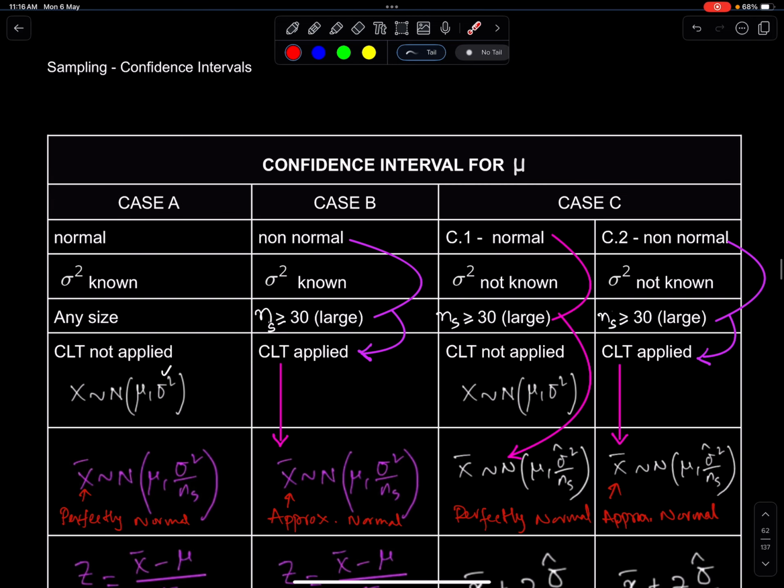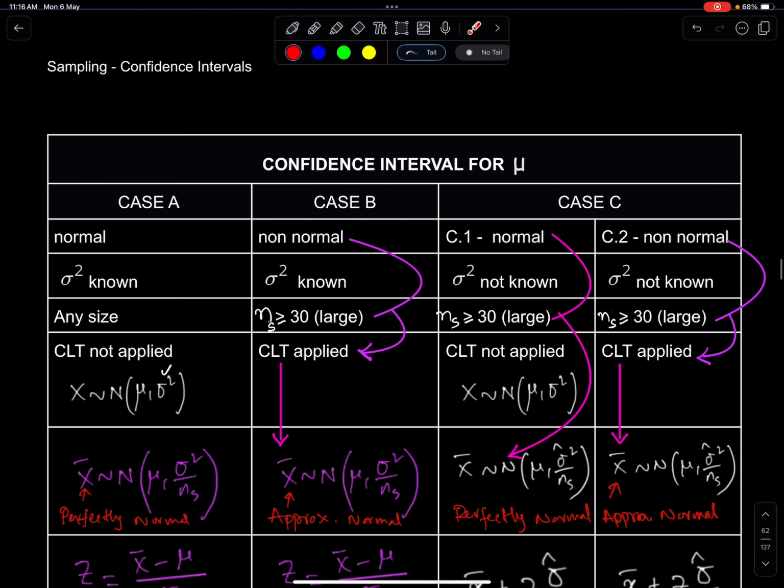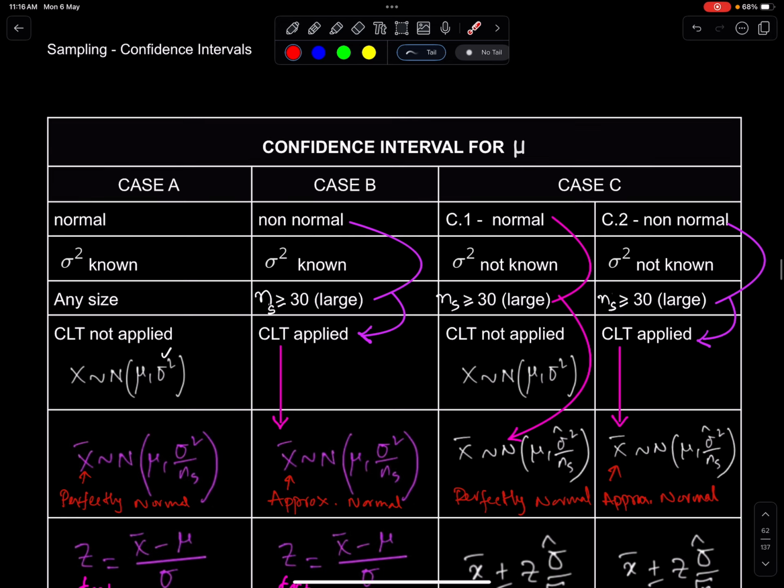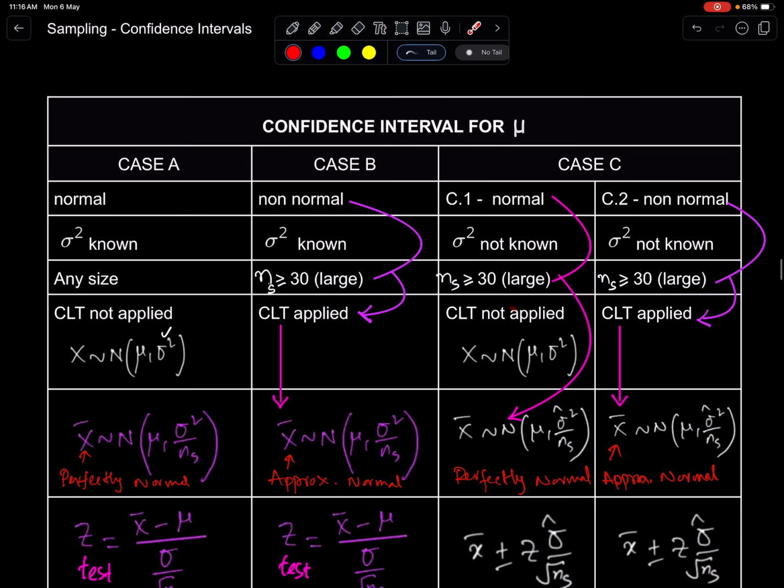Well, confidence intervals of sampling are very important in testing of hypotheses. You must understand confidence intervals very well to be good at testing and sampling as well. I will discuss this in my next lecture, inshallah.